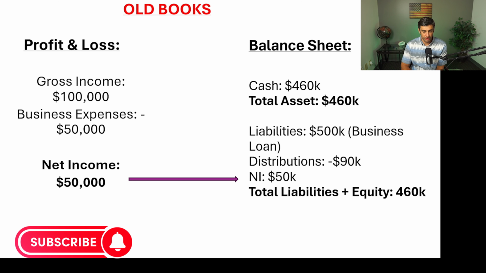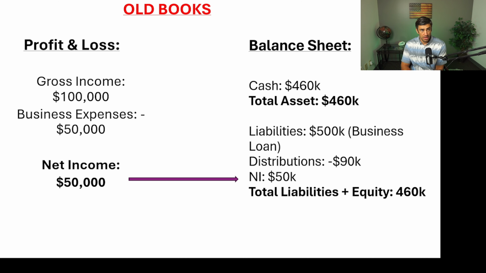All right, so let's work with some facts here. This is what happened bottom line with the business, okay? The business had $100K of income, $50K in expenses. Bottom line, they got $50,000 of income. On the balance sheet, what happened? Well, their bank account essentially only has $460K. That's a lot of money. Sorry, it's pretty good. $460K is what they got as cash in the bank account.